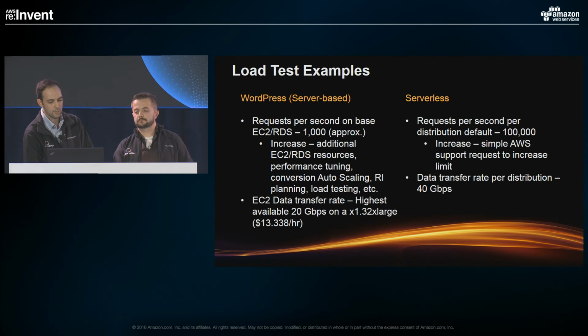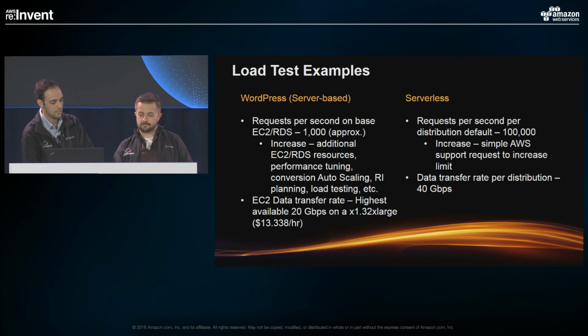Then if you want to save costs within a server base, you can do some RI planning. However, that's not always the simplest thing, because you don't necessarily know the scale that you're going to need within a few months, and you could overestimate or underestimate. But in serverless, like Paul mentioned, it's per request.